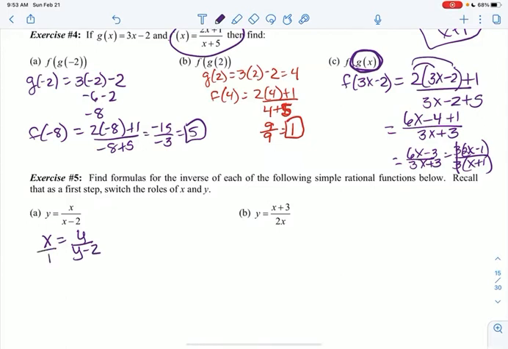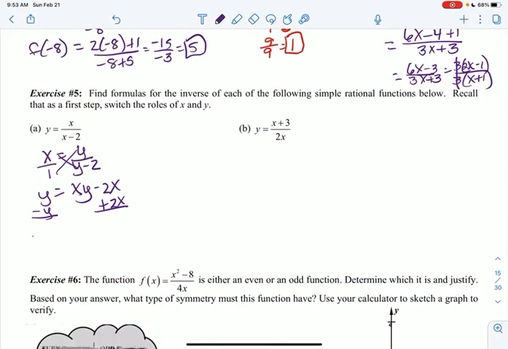So I'm going to put a 1 under here and cross multiply, and I'm going to have 1 times y is y. And then on the other side, I'm going to have x times y is xy, and x times negative 2 is negative 2x. And I'm going to bring this 2x over to the other side. I want to bring everything with the y's to one side and everything without the y's to the other side. So I'm going to bring the y over to the right, and I'm going to bring the x over to the left.